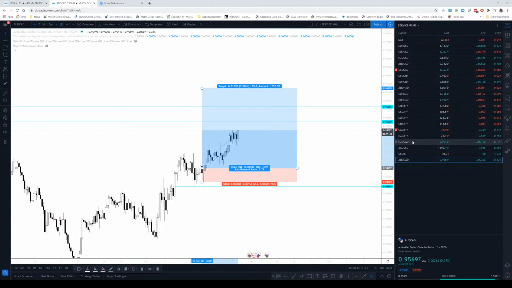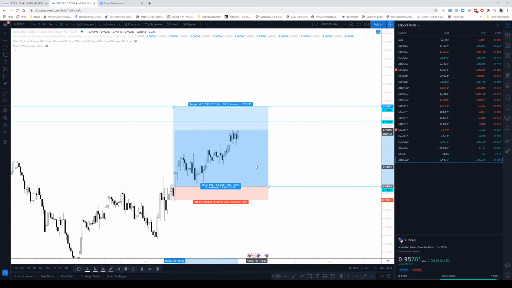unless it's, where is it, New Zealand CAD. Okay, if you are on any New Zealand trade, that one you want to hold on to. So those of you that are short on Euro New Zealand, you want to hold on to some of them. Pound New Zealand, you want to hold on to some of them. So that's what we had.